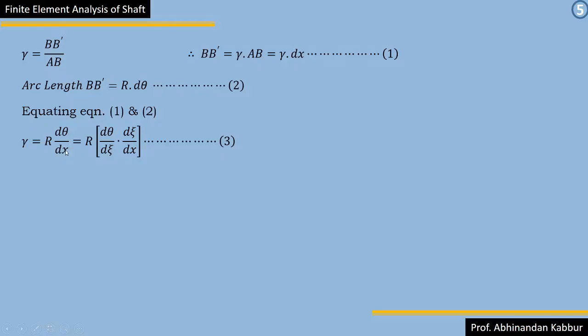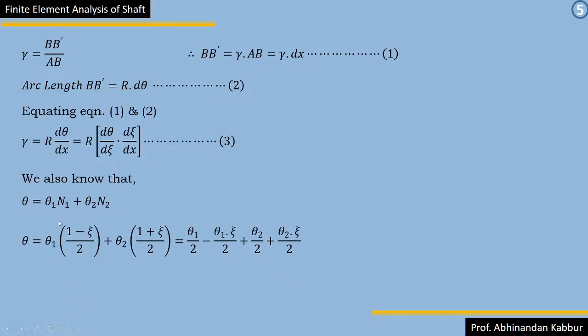Therefore I'll modify this equation by applying the chain rule. So it is d theta divided by d zeta into d zeta divided by dx. So this d zeta will get cancelled, left with d theta divided by dx into r, the same equation. Now I need to substitute the values of d theta divided by d zeta as well as d zeta divided by dx. So we know that theta is equal to theta 1 n1 plus theta 2 n2. Now I'll substitute n1 and n2 in terms of zeta. Then when I simplify, opening the bracket and taking theta 1 inside the bracket and similarly theta 2 inside the bracket, I'm going to get this equation.